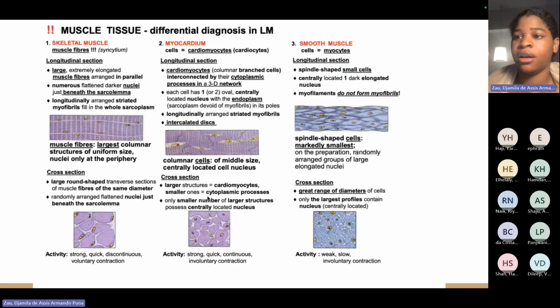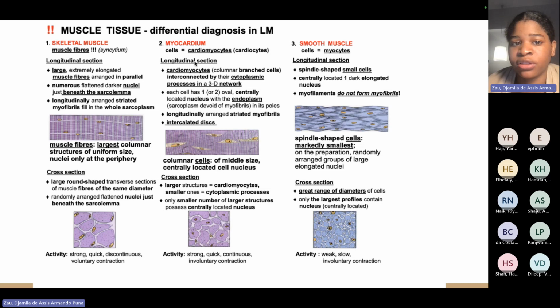Now this last image is one that I got from the lecture. It shows the difference between all the types of muscle that were discussed in today's seminar. I'm just going to quickly go over it, but again, it's in the lecture. For muscle cells, skeletal muscle has muscle fibers, myocardium has cardiomyocytes, and smooth muscle has myocytes. In a longitudinal section of skeletal muscle, we see large parallel muscle fibers, a lot of flat nuclei beneath the sarcolemma, and striated myofibrils throughout the whole sarcoplasm.